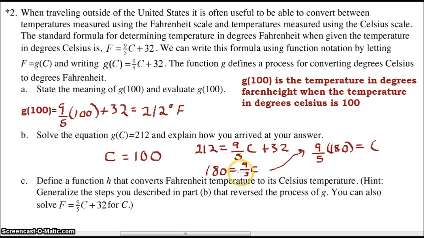Notice that actually that's not the reciprocal. Sorry about that. Reciprocal of 9/5 is 5/9, so multiply 5/9 times 9/5 to get 1, you get c by itself, and 5/9 times 180 is 100.